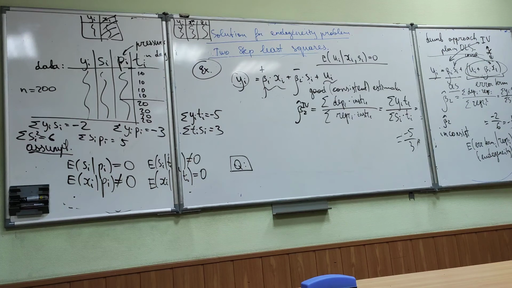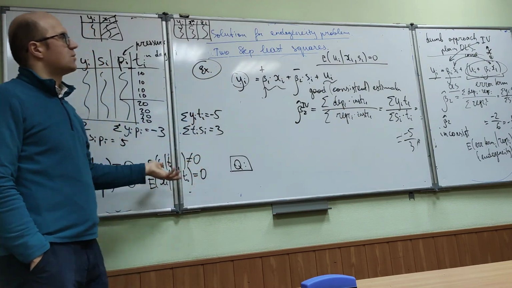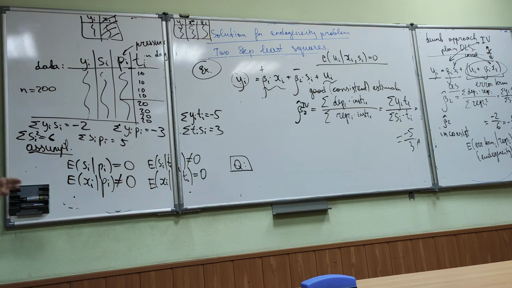That's all. I will try to provide an exercise. Maybe there is an exercise in past exams. But basically, you need to find a magic variable that is correlated with the bad regressor and not correlated with the error term.